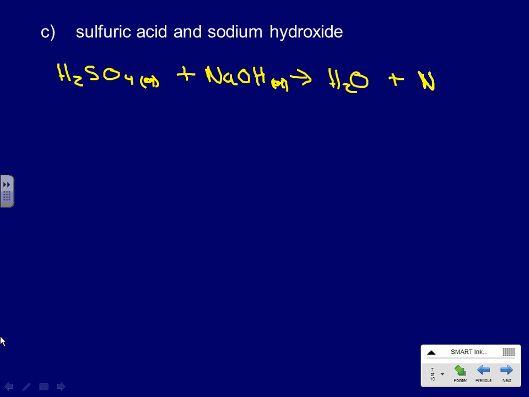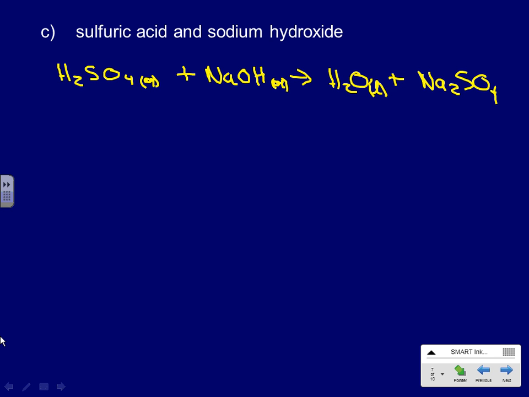H2O and Na2SO4, I assume. And what state is the H2O in? Yeah, it's a liquid. It's not aqueous, it's a liquid, which means it's not ions. It's not going to be aqueous. It's just a liquid itself.